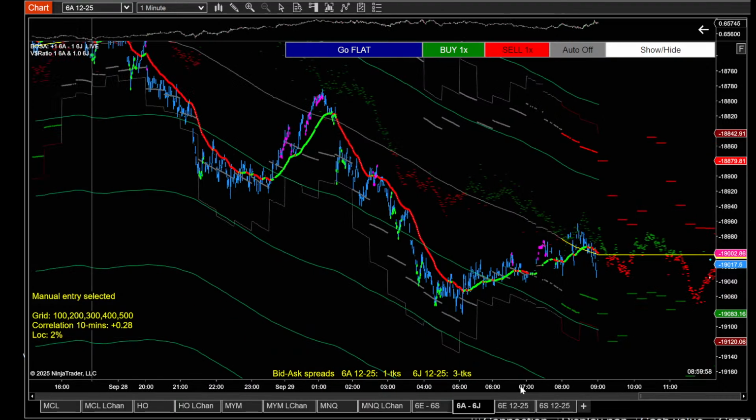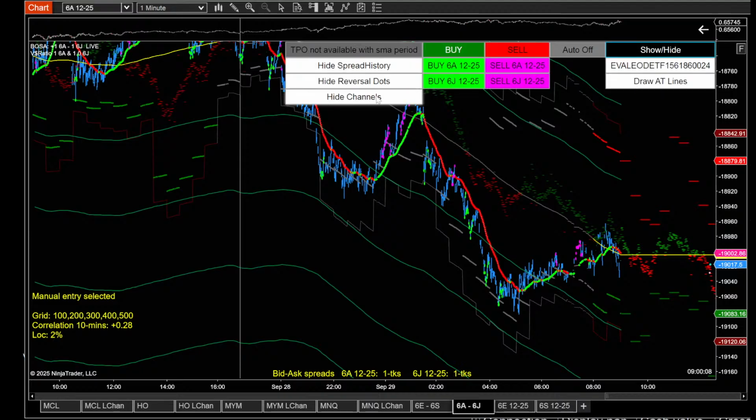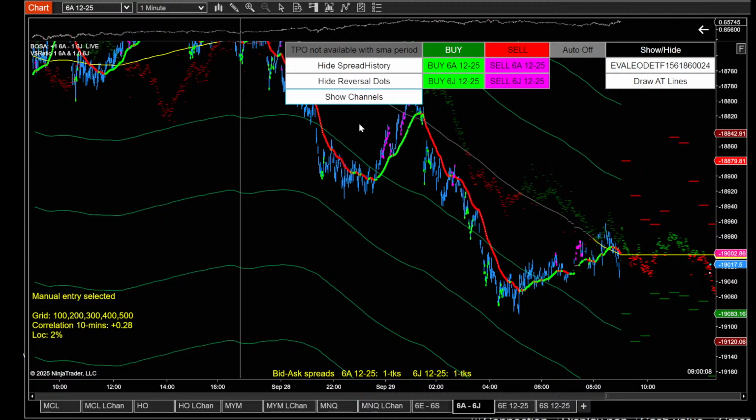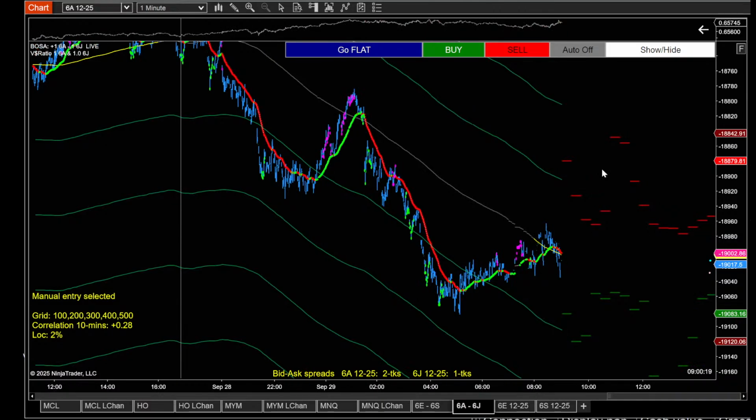This is the 6A, 6J. So this is the Australian dollar against the Japanese yen. I'm going to turn off some channels. Let's hide reversal, spread dots. There we go. And this is our little interface, so it's very handy for cleaning up the chart and taking a look at the image.